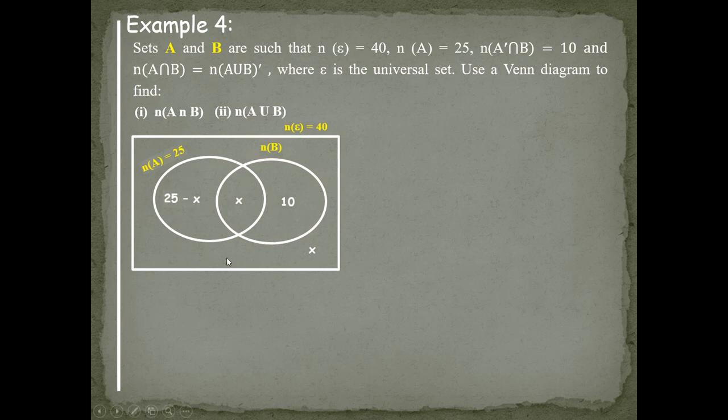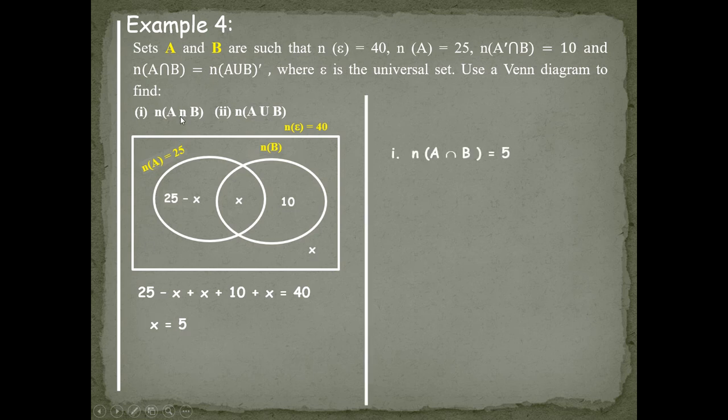So the next step is to add all this. You take 25 minus X plus 10 plus X is equal to 40. And that will be in a position to give us the value of X. So 25 minus X, which is this, plus X, which is here, plus 10, plus the X should give us 40. And on solving this, we get the value of X as 5. What is the question? A intersection B is 5.